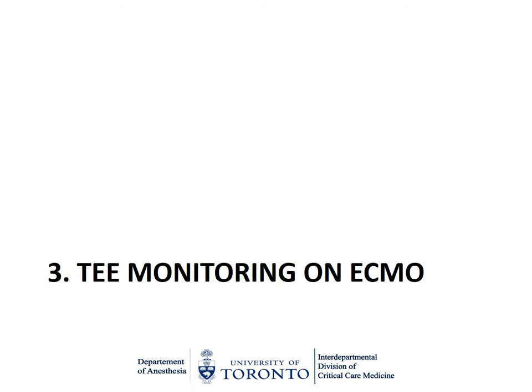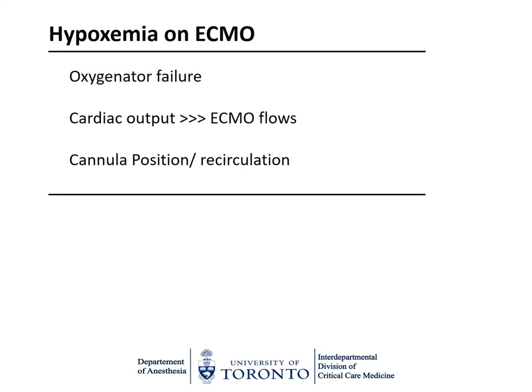So my last part is the TEE monitoring once the patient is on ECMO. Some situations where you may need an echo on someone who's on ECMO is persistent hypoxemia, despite the fact that the patient's on ECMO. Obviously, you want to rule out that this is due to an oxygenator failure, but then it can be because you have a mismatch between your cardiac output and your ECMO flows, which you can assess with your echo.